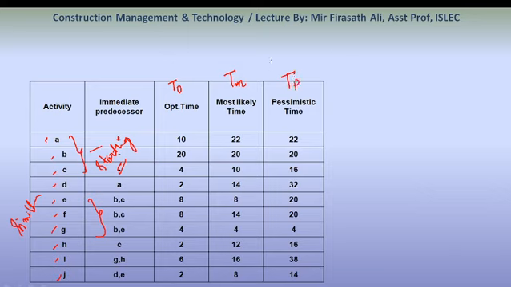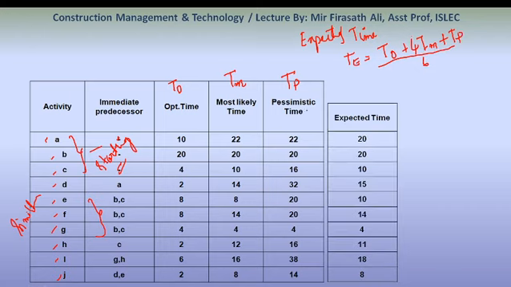Our next step is to calculate the expected time. We denote it with the letter TE. What is the formula for TE? TE equals T naught plus 4 Tm plus Tp, whole divided by 6. If we do this, we will get the values of expected time for all these activities. See, we have got the expected time for the activities.